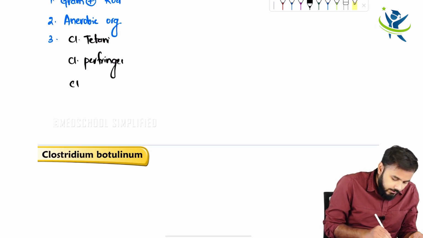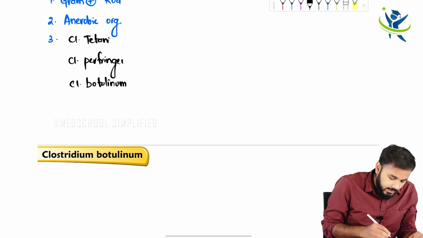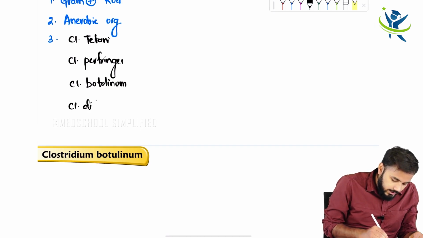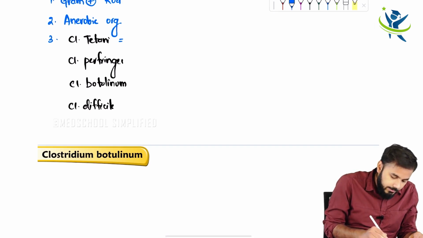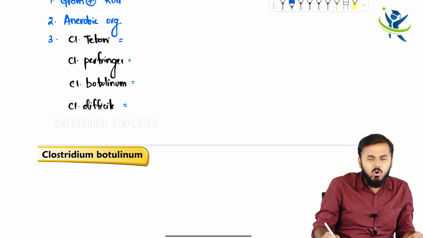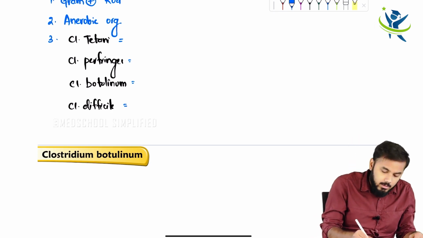Clostridium perfringens. We have got Clostridium botulinum, which we are discussing currently, and finally we have got Clostridium difficile. Now, coming to Clostridium tetani, what is the shape? Obviously, all of them are tennis racket shaped, right?